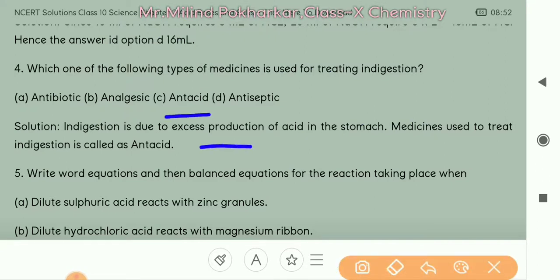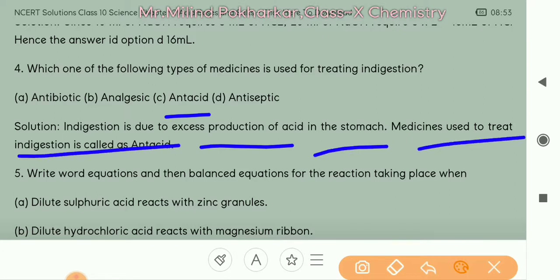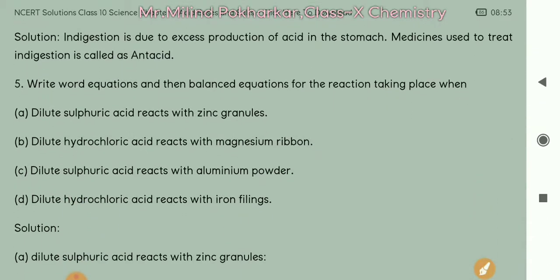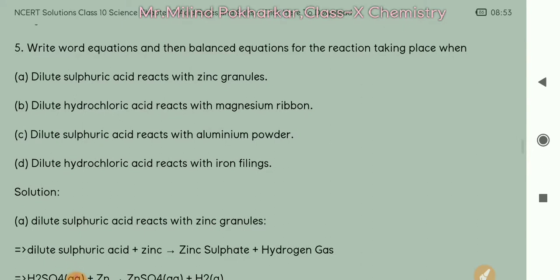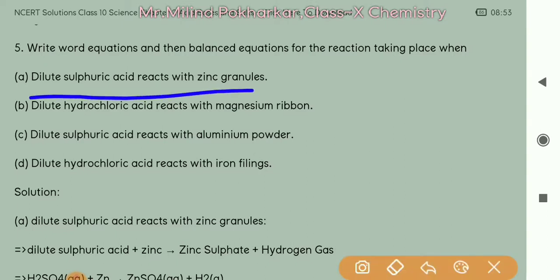So indigestion is due to the excess production of acid in the stomach. Medicines used to treat it are antacids. Okay, so the next question is: write the word equation and balance the equation for the reaction taking place when dilute sulfuric acid reacts with zinc granules.